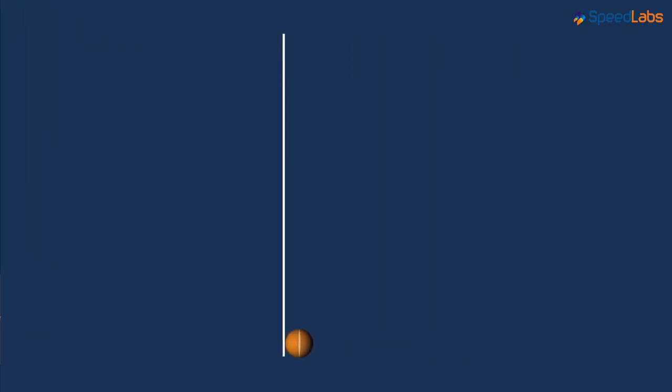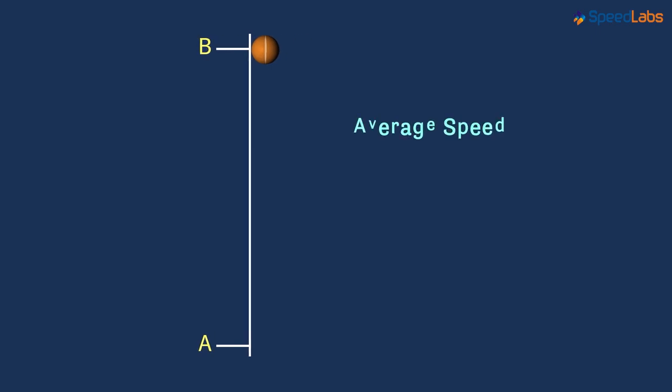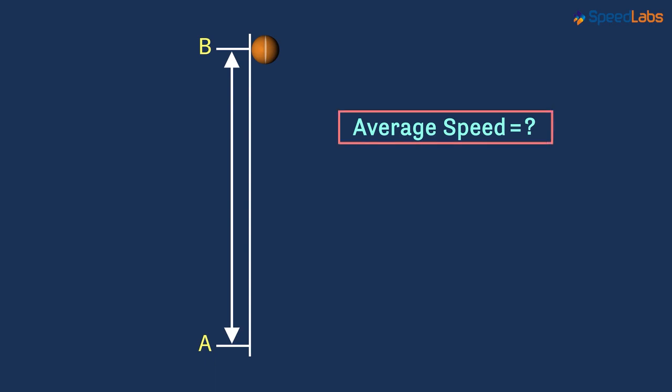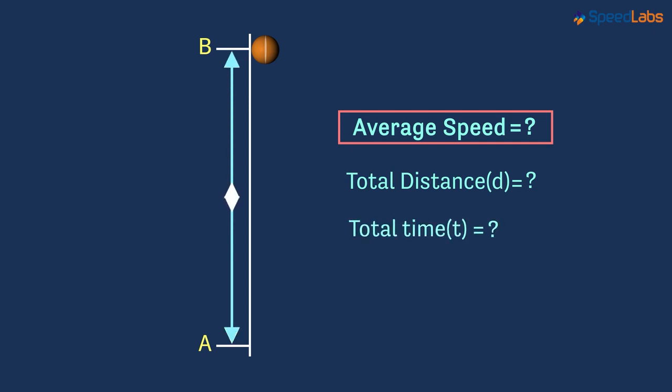Consider an object moving in a straight line from point A to point B. Now, if I ask you to tell me its average speed between A and B, then how would you measure it? Well, in order to measure the average speed, you will first need to measure the total distance that the object covers, that is, the distance between A and B. You will also need to measure the total time the object takes to cover this distance.